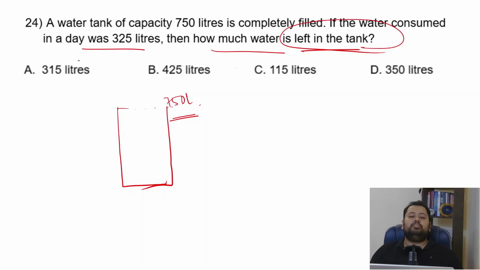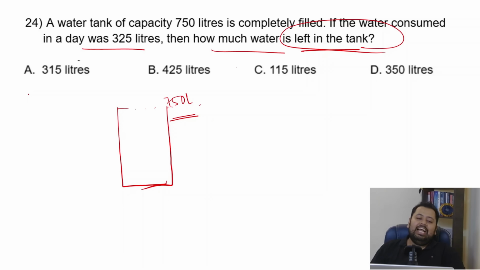Very simple subtraction question, right? A water tank had 750 liters of water, 325 has been consumed. So what is left? Pause the video, solve it first, and then look at the solution. Great. I think this is a very easy one again. I hope you would have got it correct. If not, I'm sure after this explanation you will get it.